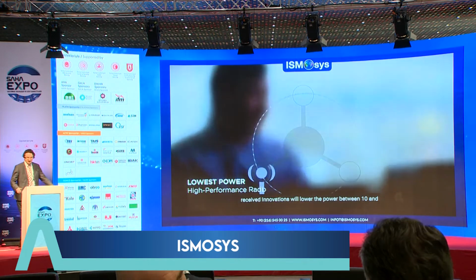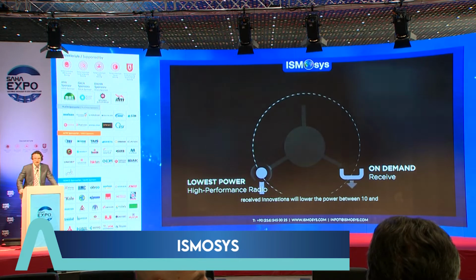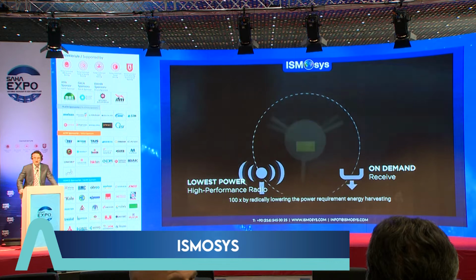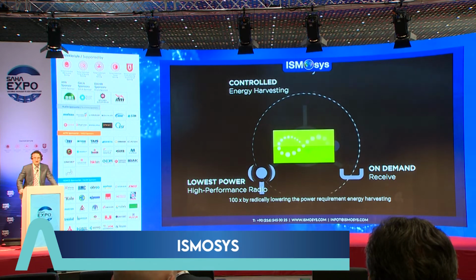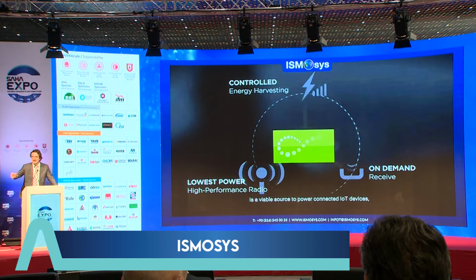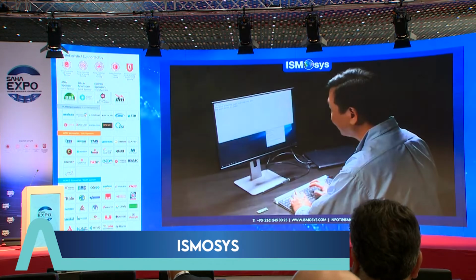With our lowest power radio and on-demand receive innovations, we lowered the power between 10 and 100 times. By radically lowering the power requirement, energy harvesting is a viable source to power connected IoT devices to enable battery-free operation. Ismosys M3 chip is just our first step towards our vision to enable the battery-free Internet of Things.